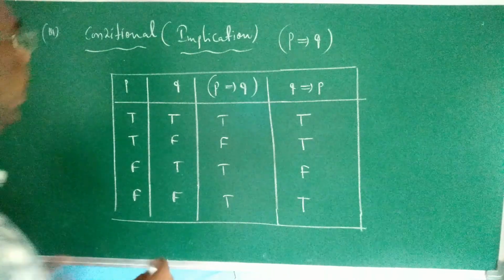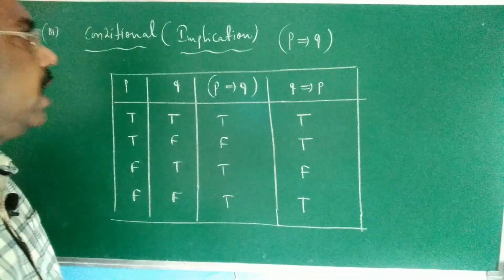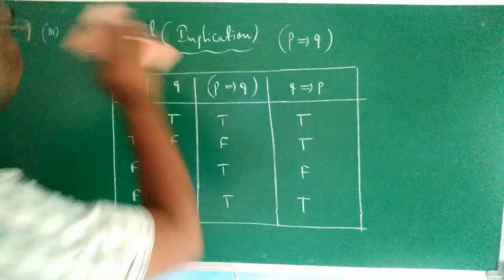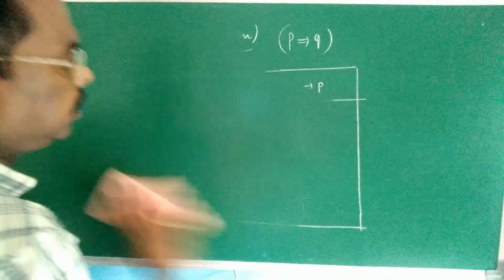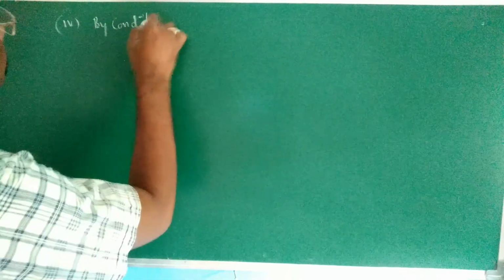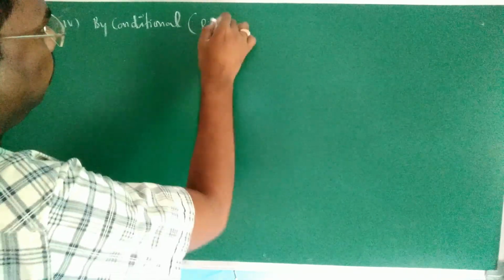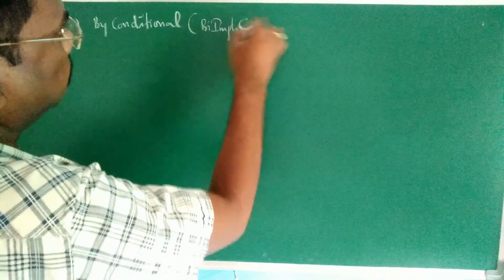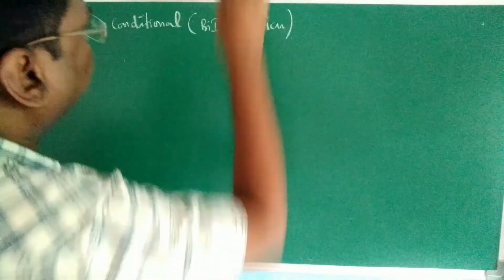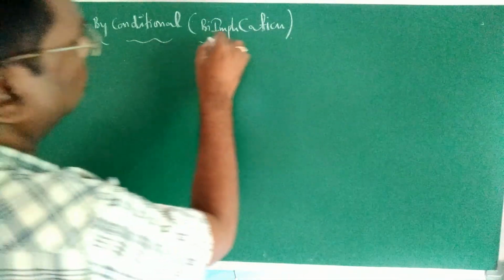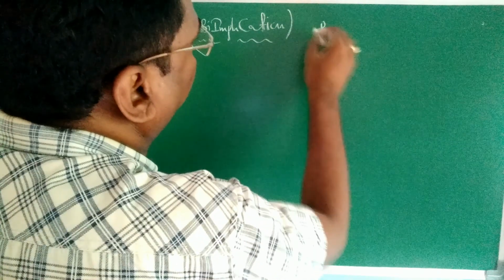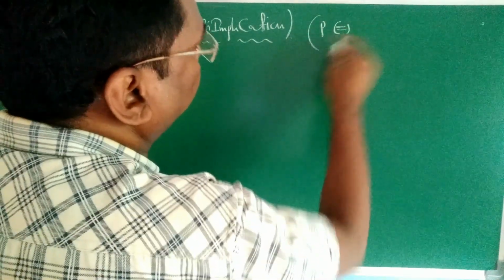Okay. Next one, biconditional or bi-implication. Fourth one, biconditional or bi-implication. Biconditional. Now, truth table for biconditional.